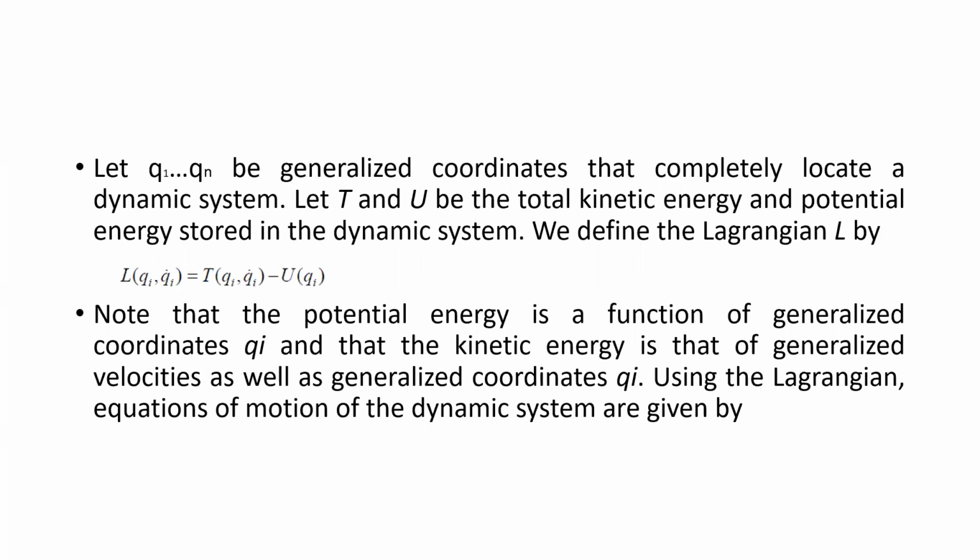Let q1 to qn be generalized coordinates that completely locate a dynamic system. Let T and U be the total kinetic energy and potential energy stored in the dynamic system. We define the Lagrangian L by L(qi, qi dash) is equal to T(qi, qi dash) minus U(qi). Note that the potential energy is a function of generalized coordinates qi, and that the kinetic energy is a function of generalized velocities as well as generalized coordinates qi.